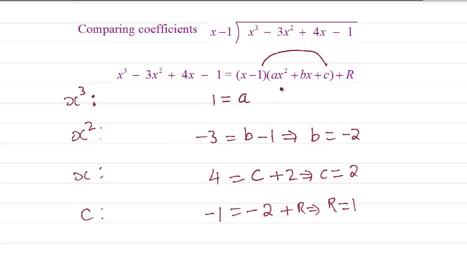So a is 1, b is minus 2, and c is plus 2, then r is 1. So the quotient is, as before, x squared minus 2x plus 2, and the remainder is equal to 1.